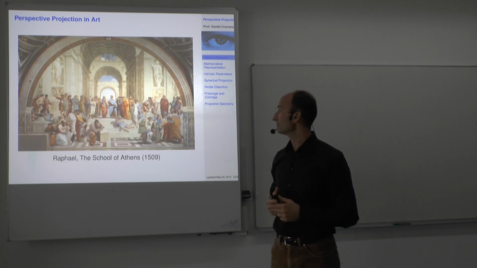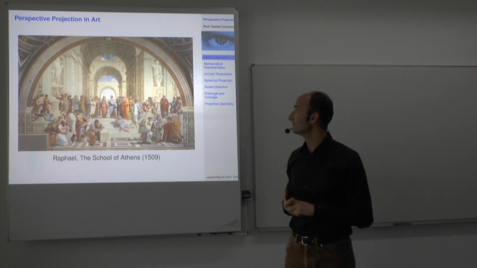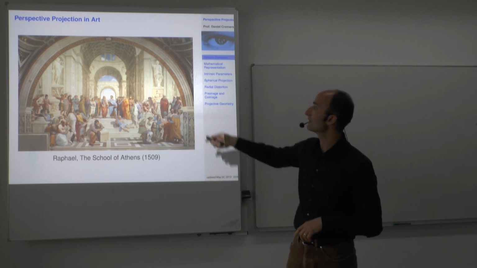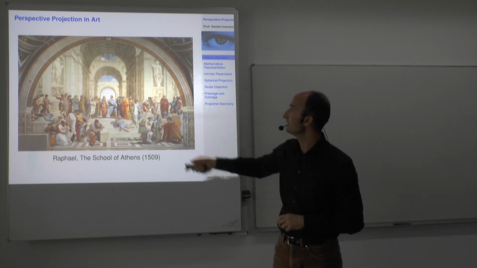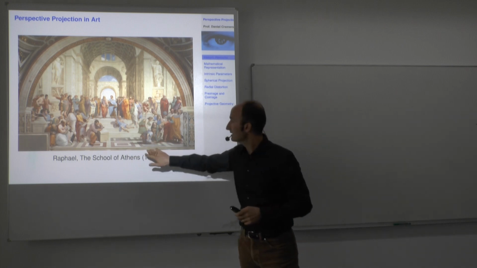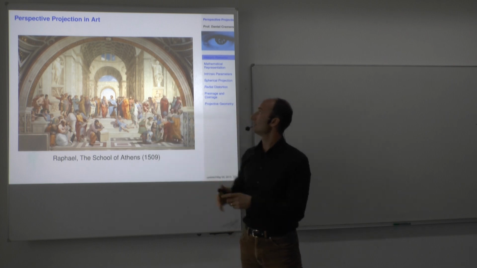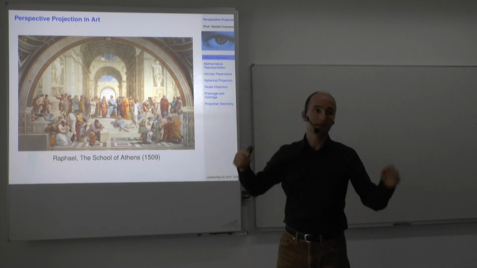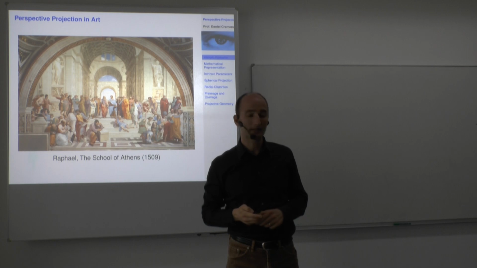Here's another example, the famous School of Athens by Raphael. So these are all famous philosophers arranged in this painting. But what's important for us are not the philosophers, but the fact that the depth again emerges through this foreshortening effect.